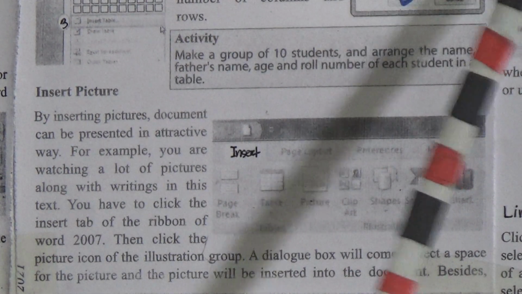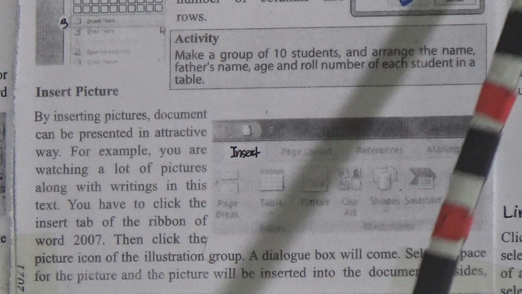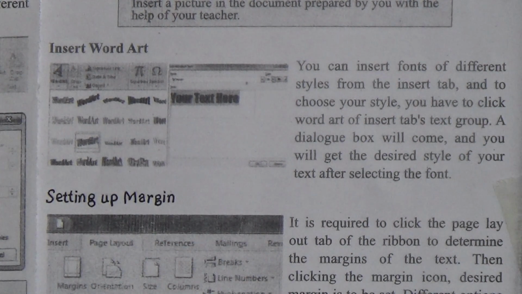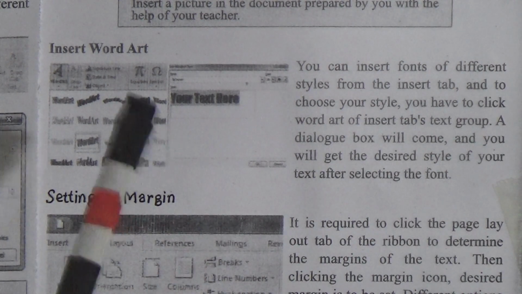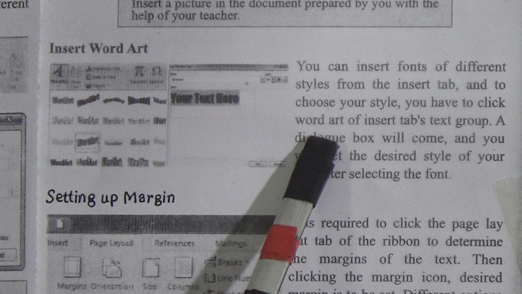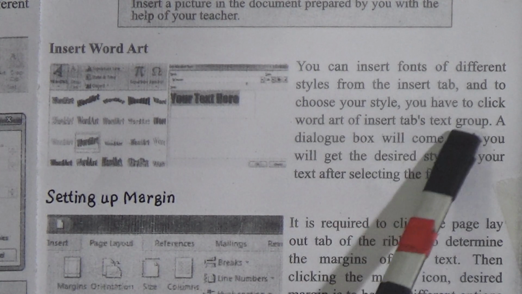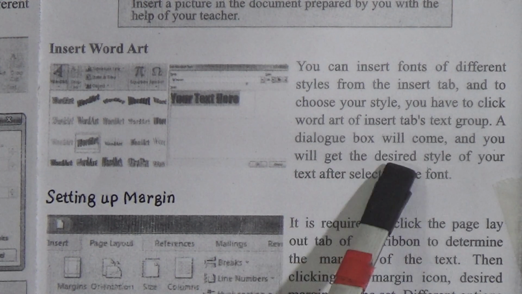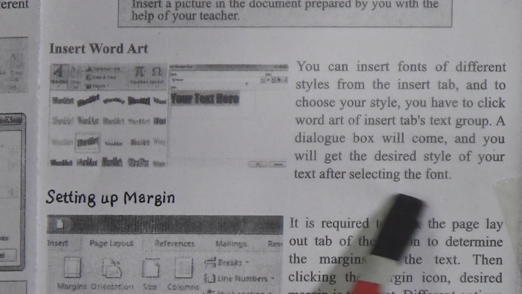Insert word art. You can see here different shapes of words are written here. If you select a particular word style, then whatever you write will be written in that shape and size. You can insert fonts of different styles from the insert tab, and to choose your style you have to click word art of the insert tab's text group. A dialog box will come, and you will get the desired style of your text after selecting the font.